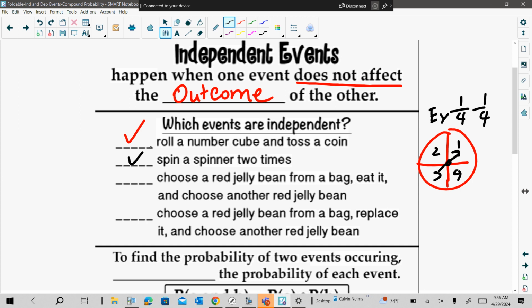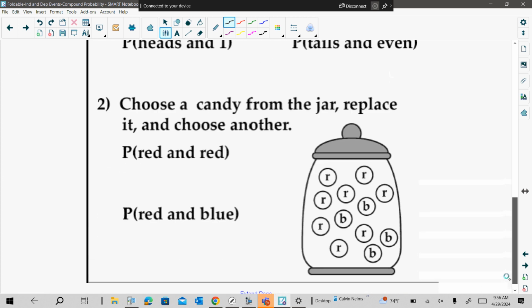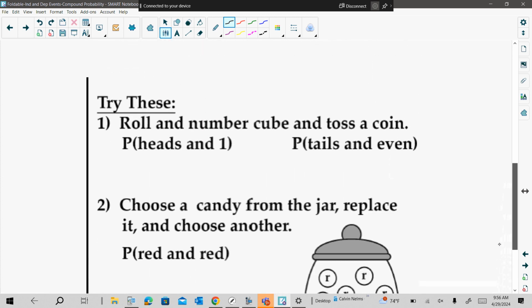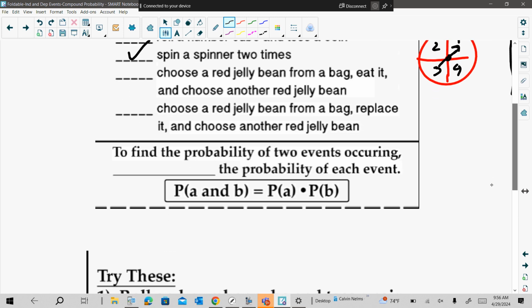So this is also independent. If it does not affect the outcome of the next, then it is an independent event. What about, okay, you have a bag, and we're going to do that in our example down here. You have a bag full of different pieces of candy. Let's just say we had jelly beans. If I choose a red jelly bean out of the bag and eat it, and then try to choose another red, is my second pull affected by the first? Yes. Okay, so because this is affected, this is not independent.